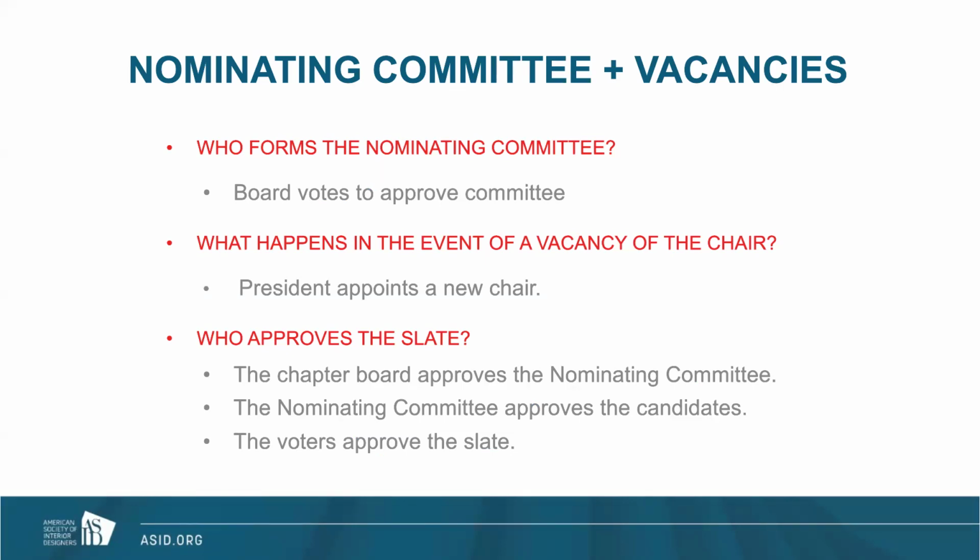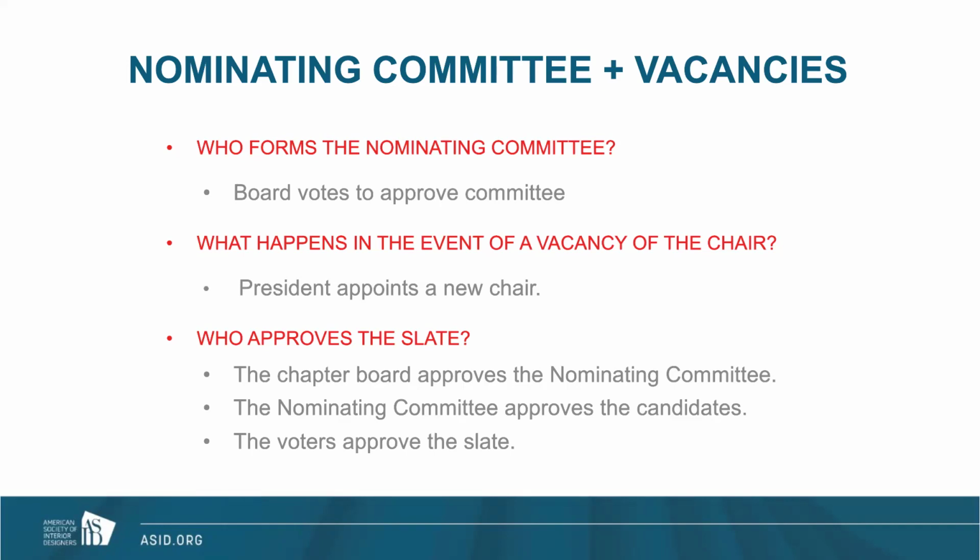However, as we learned earlier, everyone is responsible for succession planning, and that includes recruitment. Committee members may self-identify, and board members may make recommendations, but the board must vote to approve the nominating committee. In the event of a nominating committee chair vacancy, the president has the authority to appoint a new chair as a part of the duties listed in the job description.